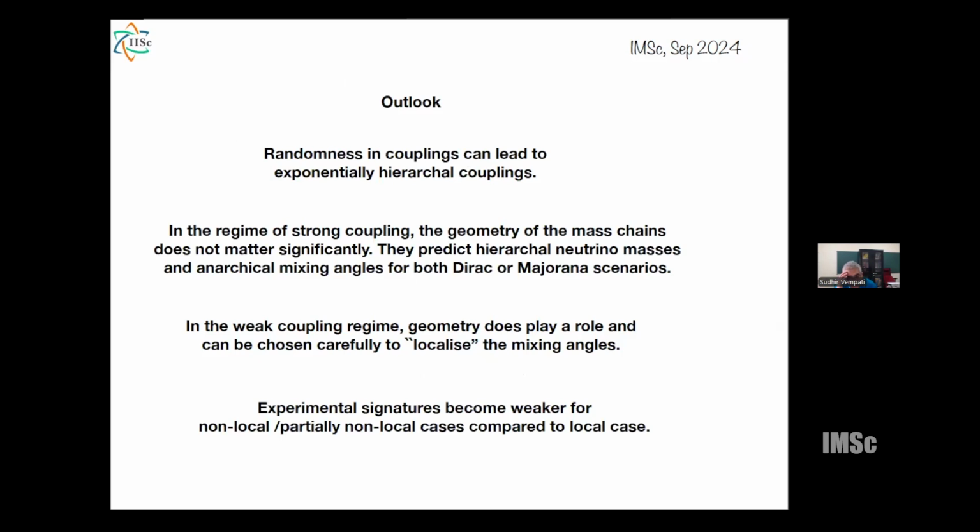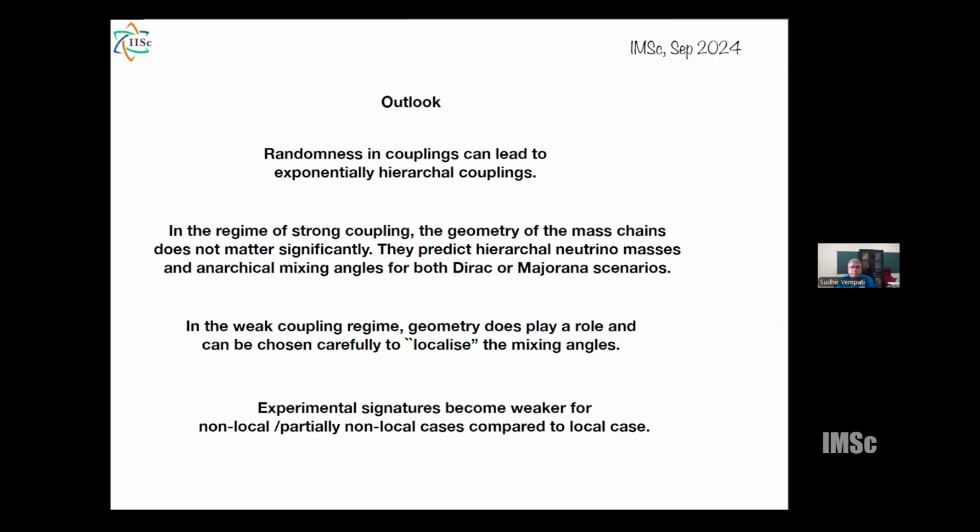So I stop here. The outlook is that randomness in coupling can lead to exponentially hierarchical couplings. In the regime of strong coupling, the geometry of the mass chains does not matter significantly. They predict hierarchical neutrino masses and anarchical mixing angles for both Dirac and Majorana scenarios. In the weak coupling regime, the geometry does play a role and can be chosen carefully to localize the mixing angles.